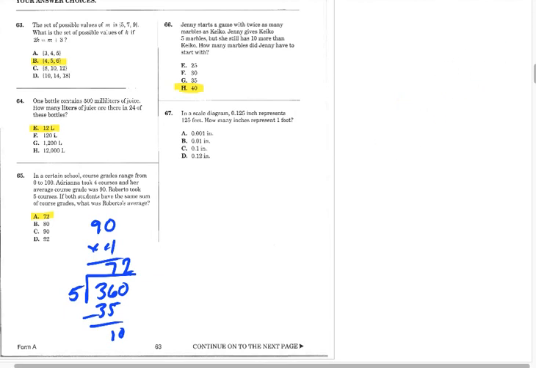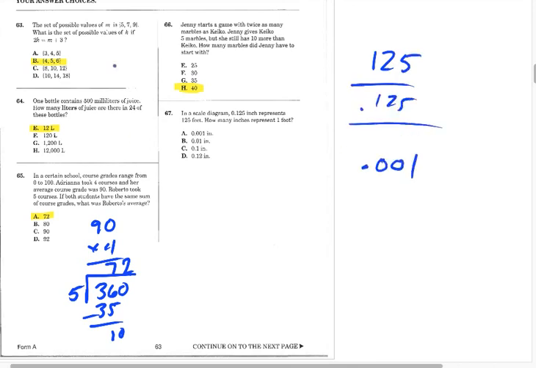Okay, question 67. In a scale diagram, 0.125 equals 125 feet. You have to divide those, and we end up with 0.001, which is A.